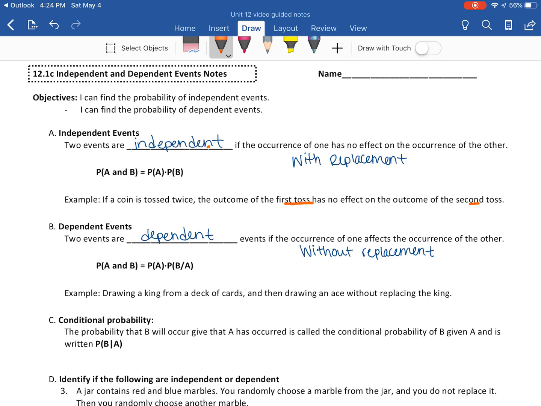So, in order to calculate the probability of independent events, we take the probability of event A and multiply it by the probability of event B. And we say independent events are with replacement.